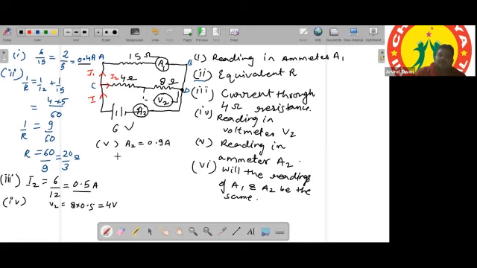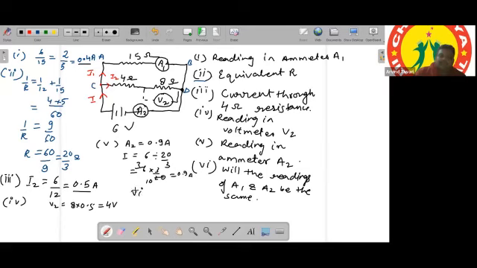Or if you use Ohm's law, you can get it directly that current I will be equal to V by R. V is 6 divided by R, which is 20 by 3. So this will become 6 into 3 by 20. So this becomes 10, this becomes 3, you get 0.9 ampere. So both ways it is correct.